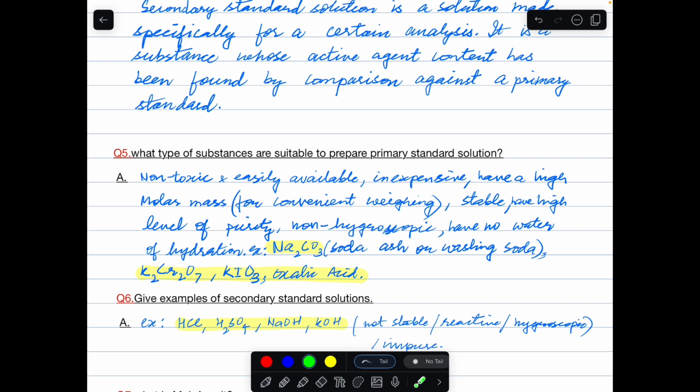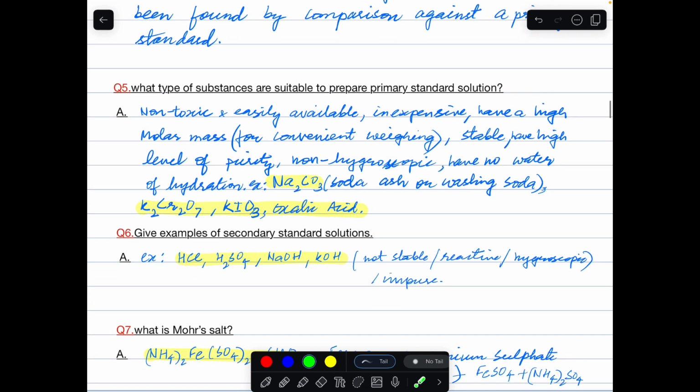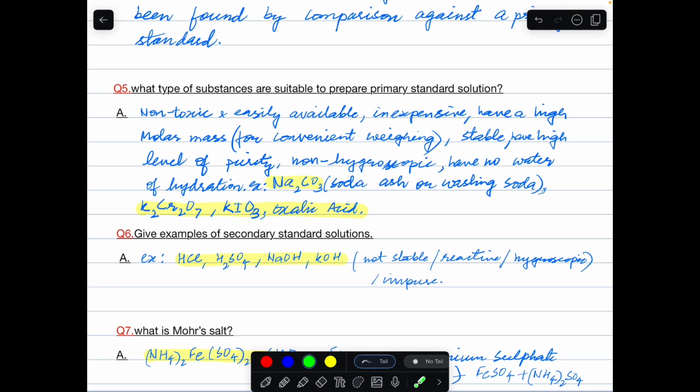So these are the substances that are very stable and have most of these properties, therefore we can use them as a primary standard. Whenever we prepare a solution with these substances, the solution has a particular concentration that we know accurately, and that we have determined ourselves by weighing and making the solution without any error. Now, give an example of a secondary standard solution.